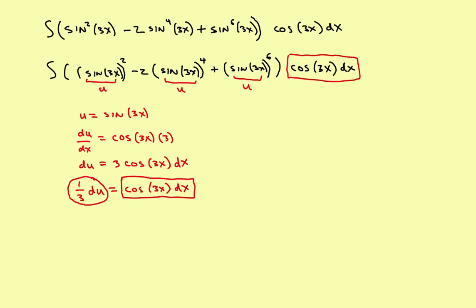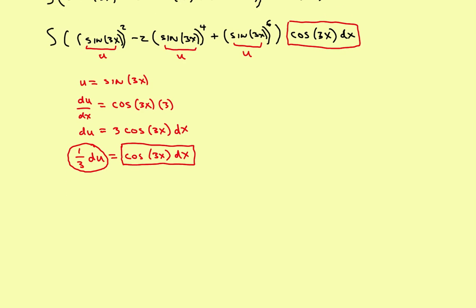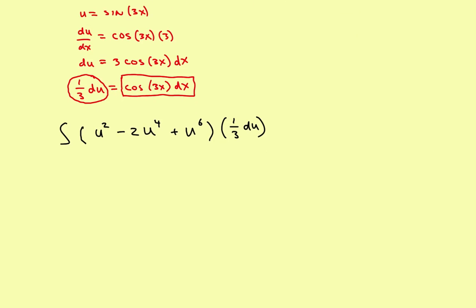So let's go ahead and change it now from a problem in terms of x into a problem in terms of u. So what this is going to give you is the integral of, now this first thing will turn into u squared. So you've got u squared minus 2u to the 4th plus u to the 6th. So those all turn into u's. And then in place of the cosine of 3x dx, put what it's equal to, which is 1/3 du. So there's the U-substitution. And again, we'll move things down just a bit.